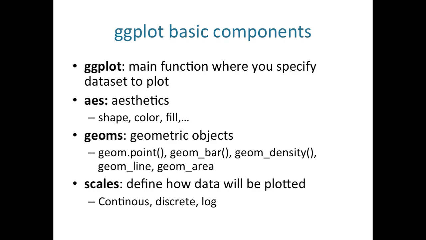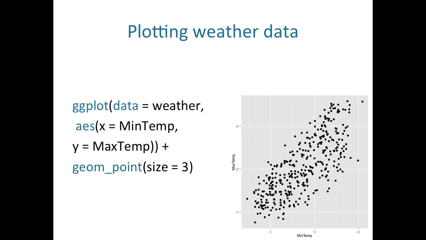ggplot has a set of basic components. The main function is ggplot, where we basically specify the dataset that we are using. Then we also need to specify the aesthetics, so what's going to be on the x-axis, the y-axis, the colors, the shapes of the points, and so on. And we also need to specify the geometry, so do we want to represent a histogram, a line, dots, densities, and things like that. And finally, we can also specify scales for continuous, discrete, or log.